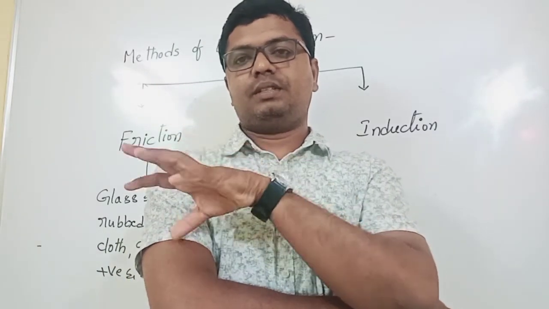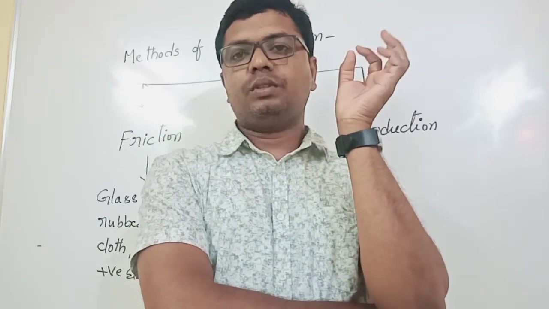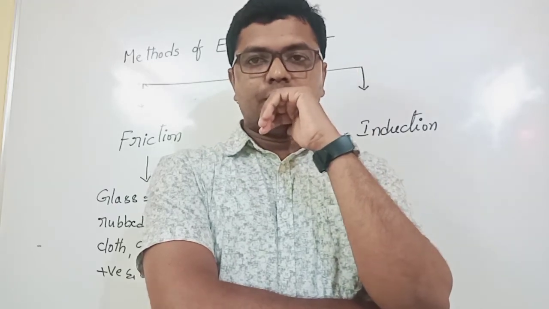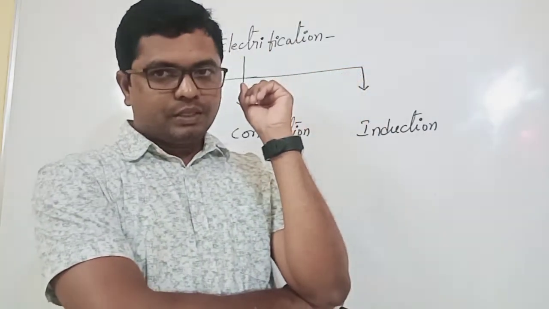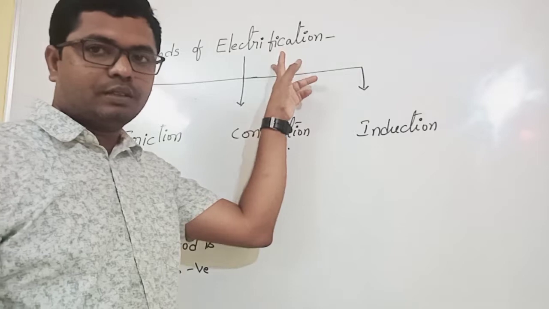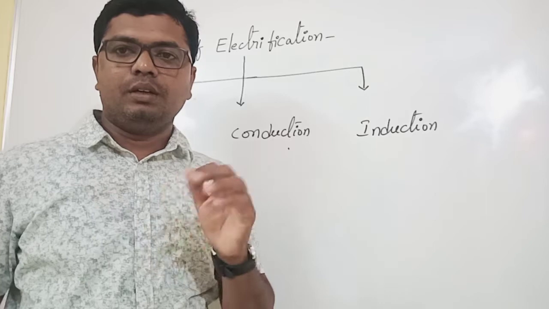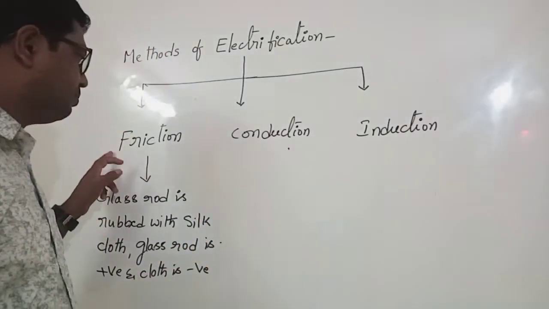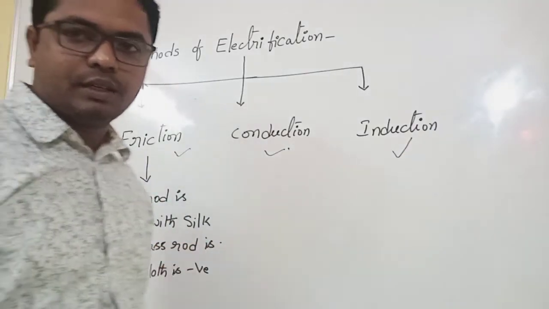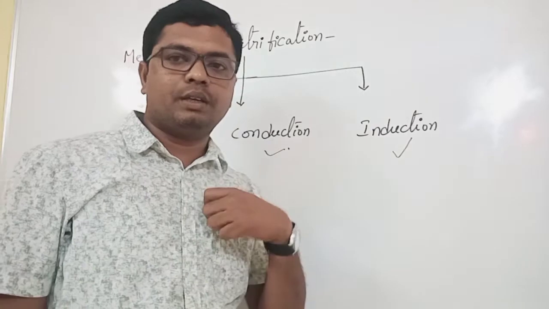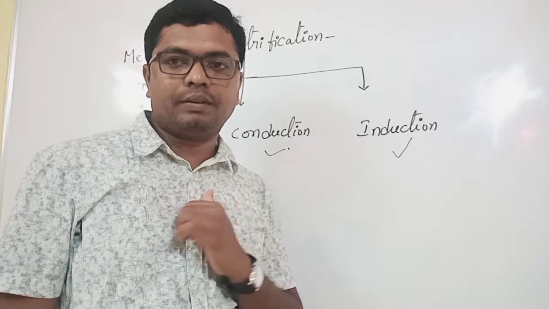Yesterday, in the previous class, we discussed the basic properties of charge and how charge can be produced. The process of production of charge is called electrification. Methods of electrification: there are three ways we produce electrification. One is by friction, another is by conduction, and the last is by induction. Among these, the most important is induction. Now we are going to discuss the methods of electrification one by one.